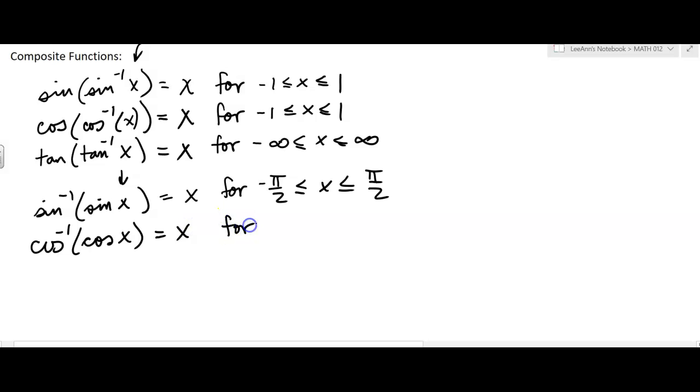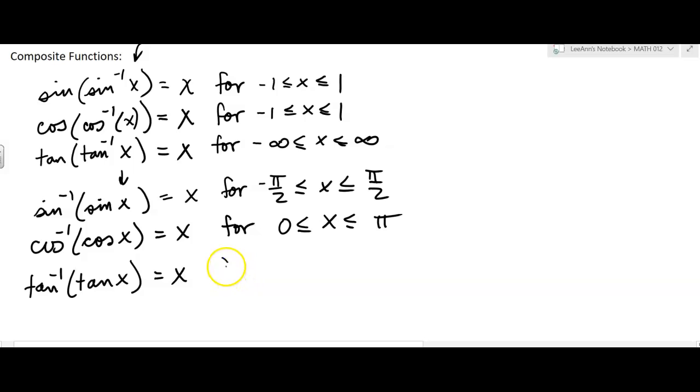And then for cosine, the restriction has to be that x has to be between 0 and pi, including 0 and pi. And then for tangent, your x has to be between -pi/2 and pi/2. But this time we don't get to include the ends, right?